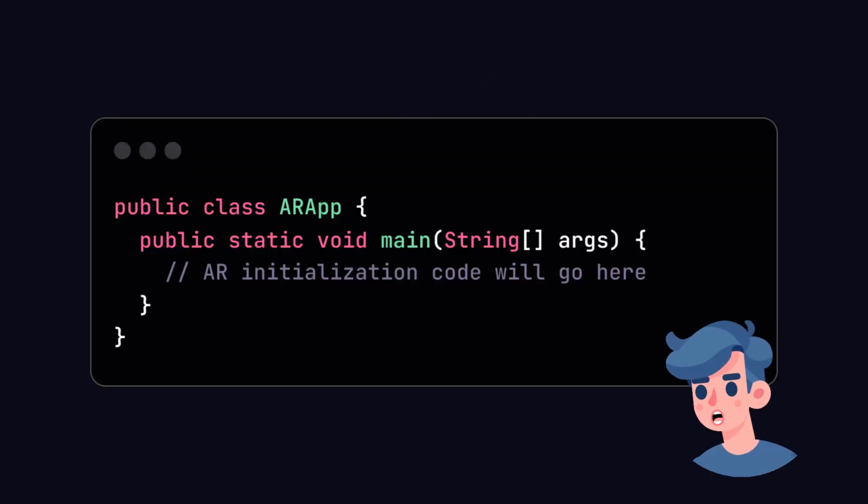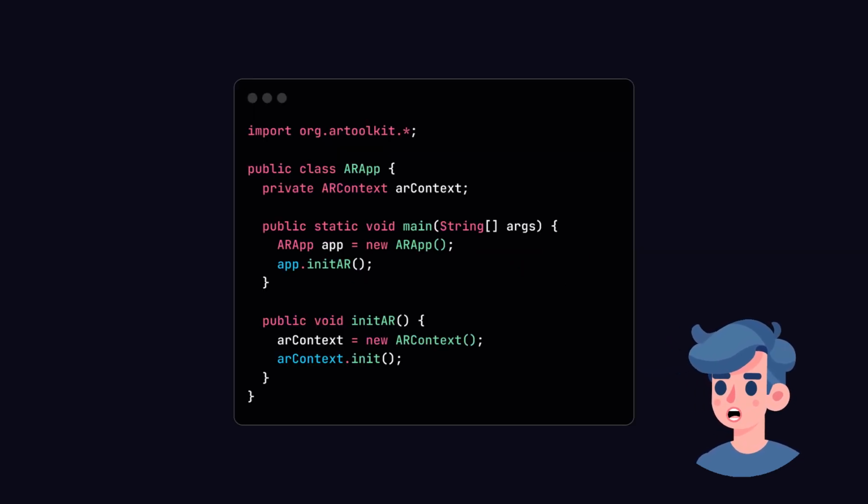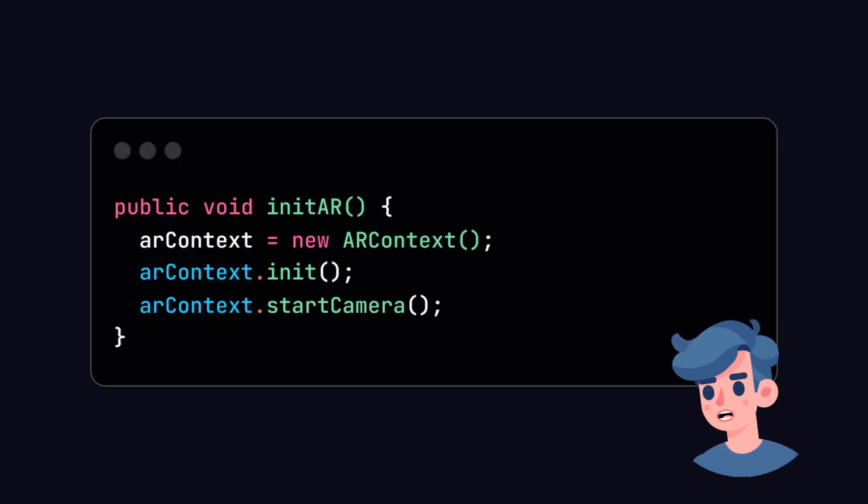Let's create our first Java class. Right-click on the source folder, create a new Java class named ARApp. This class will contain our main method and our AR setup code. Now, we need to initialize ARToolkit in our application. First, we'll set up the AR context, which is pivotal for everything AR related. Let's incorporate the necessary imports and initialize the context. In this code, we import the ARToolkit classes, initialize an AR context, and call the initAR method in main. This creates an AR context.